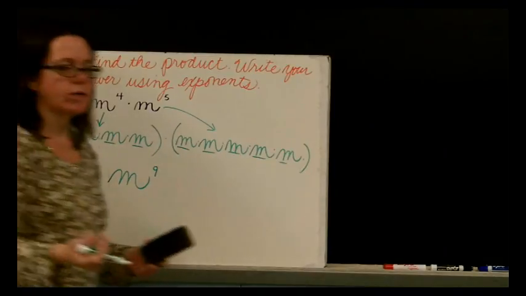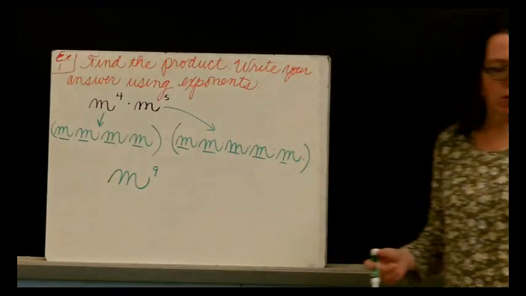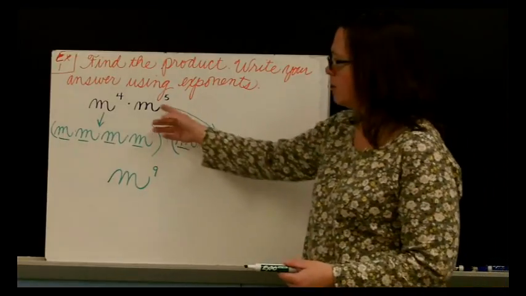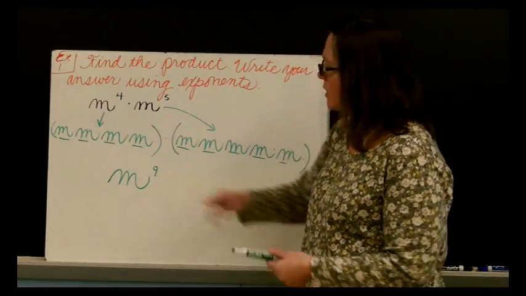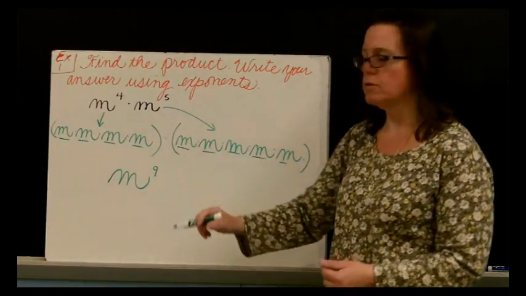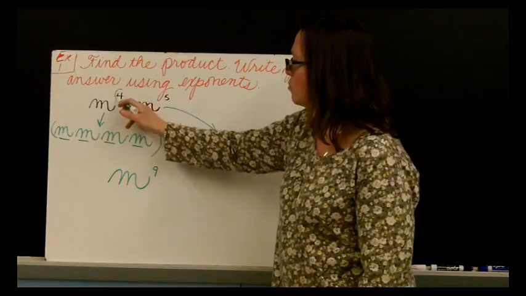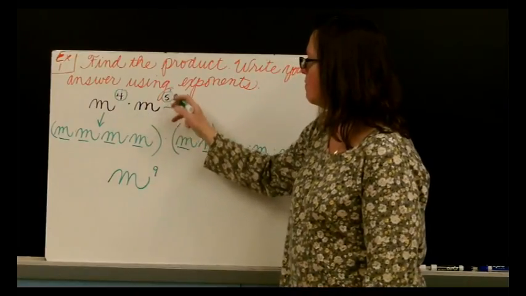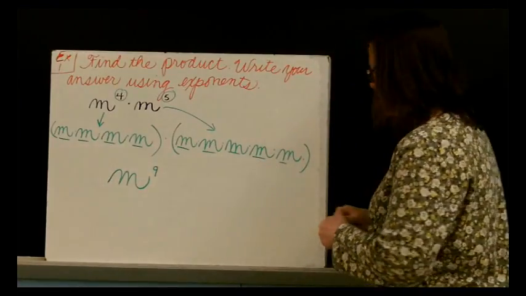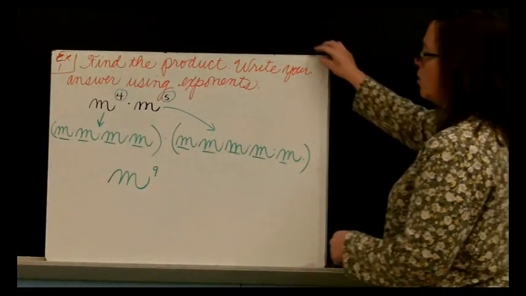So now it's time for the trick, or the rule. The rule is that when you are multiplying powers, and when the bases are the same, then the base stays and you add the exponents. So here we have m to the 4th times m to the 5th. 4 plus 5 is 9. So the product is m to the 9th power.